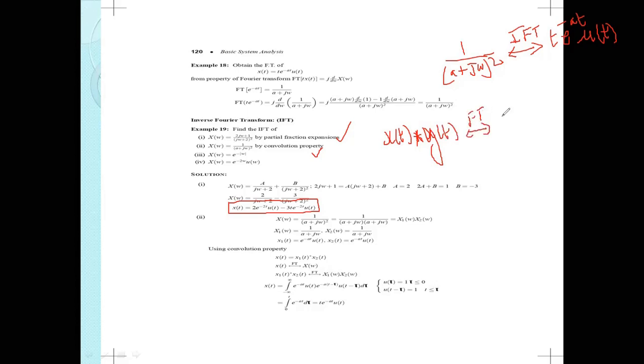Its Fourier transformation is a product, X of omega into Y of omega. Got it, my students? So use this property and you can find out the inverse transform of 1 by (a plus j omega) whole square. Okay, so I will explain this on the board.